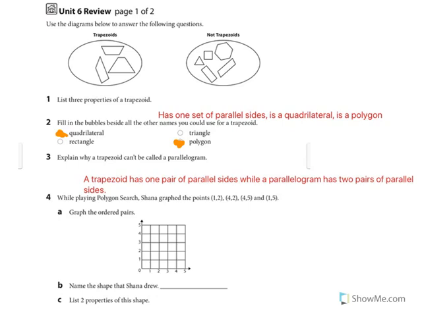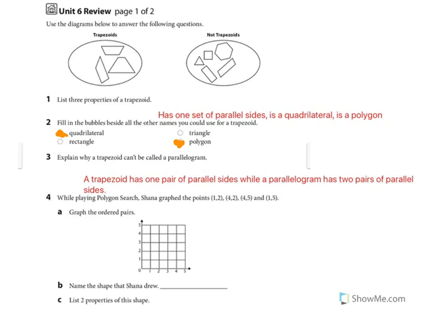You should be writing full sentences as well when you are using mathematical language to describe things. So I said a trapezoid has one pair of parallel sides, while a parallelogram has two pairs of parallel sides. Use mathematical language when you have to answer questions like this.